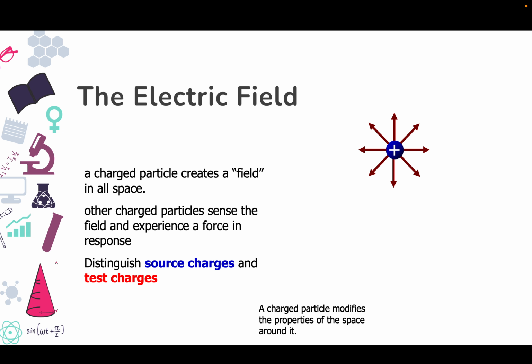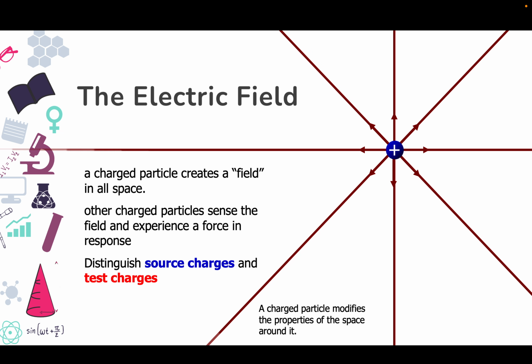For electric field, so what is an electric field? A charged particle creates a field in all space. Other charged particles sense the field and experience a force in response. And this distinguishes source charges and test charges. For example, your electric field actually radiates outward. A charged particle modifies the properties of the space around it.